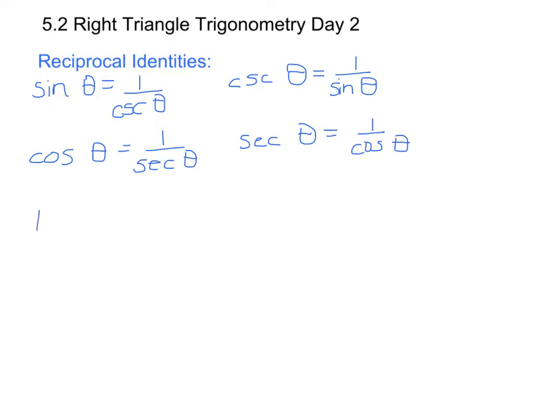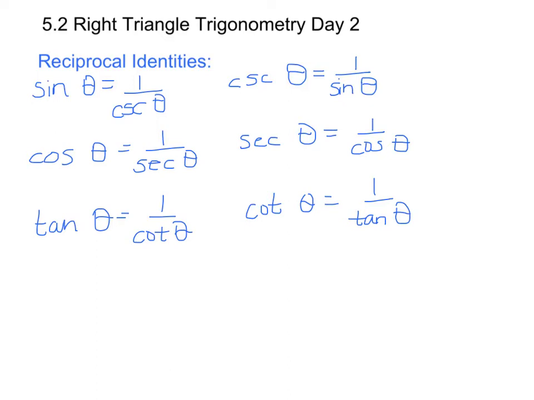And then we have tangent of theta is the same thing as 1 over cotangent theta, or vice versa. Cotangent of theta is the same thing as 1 over tangent of theta.